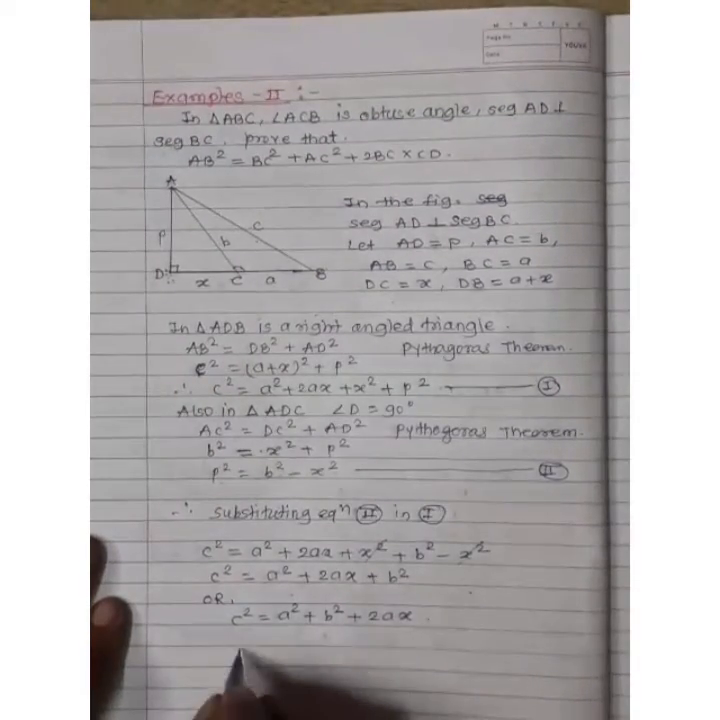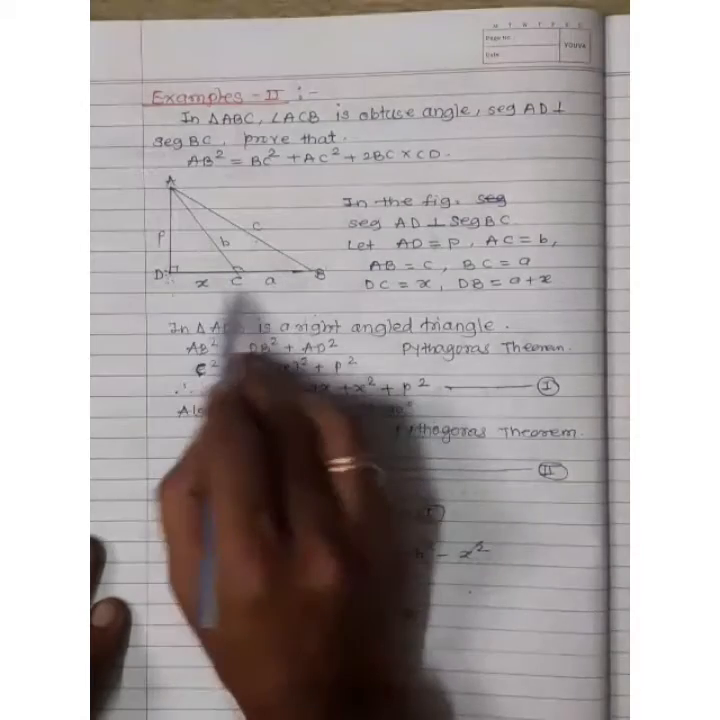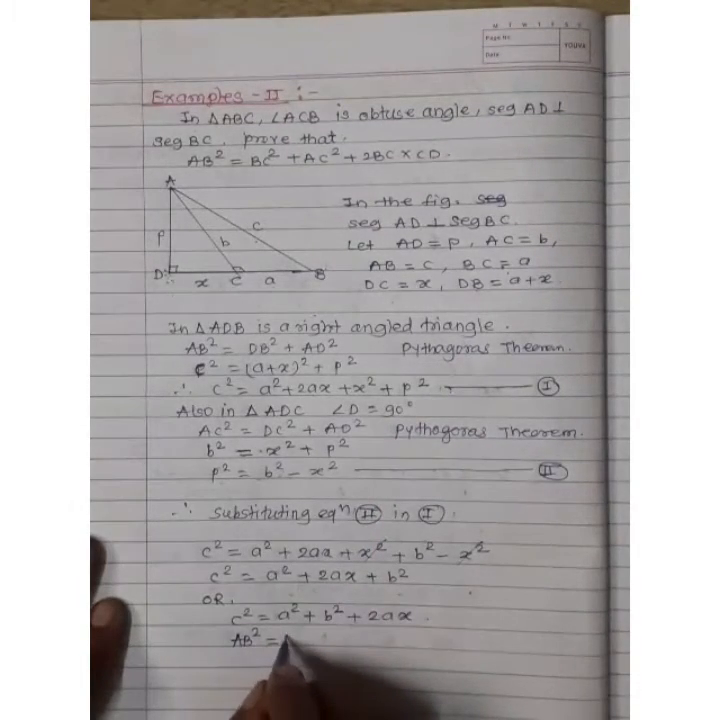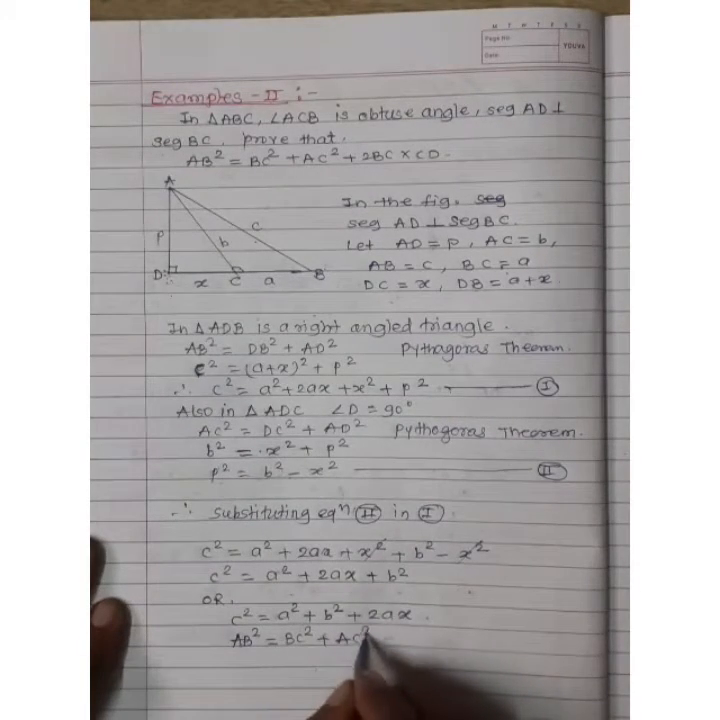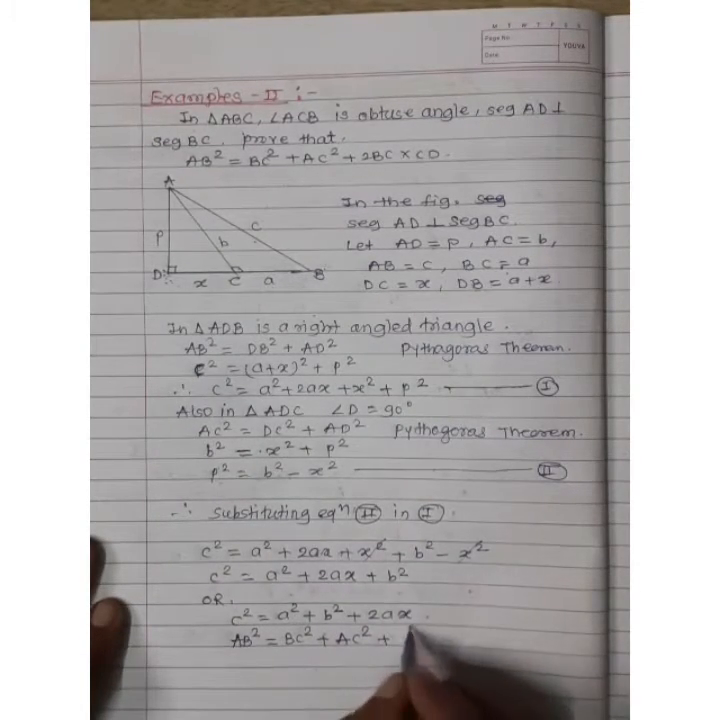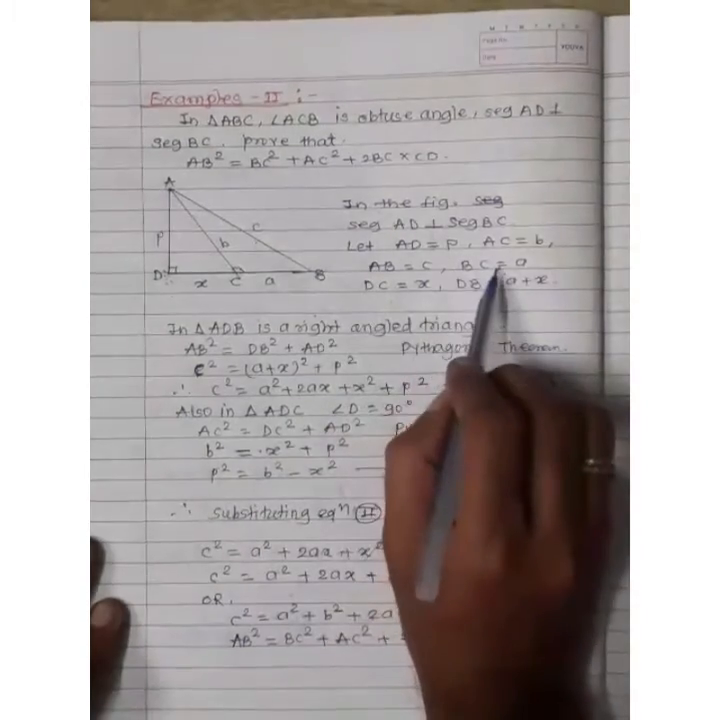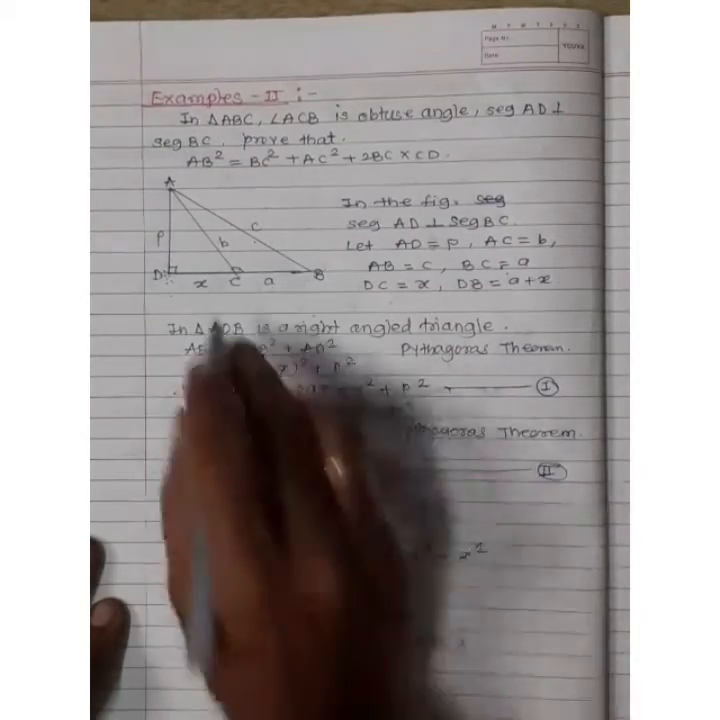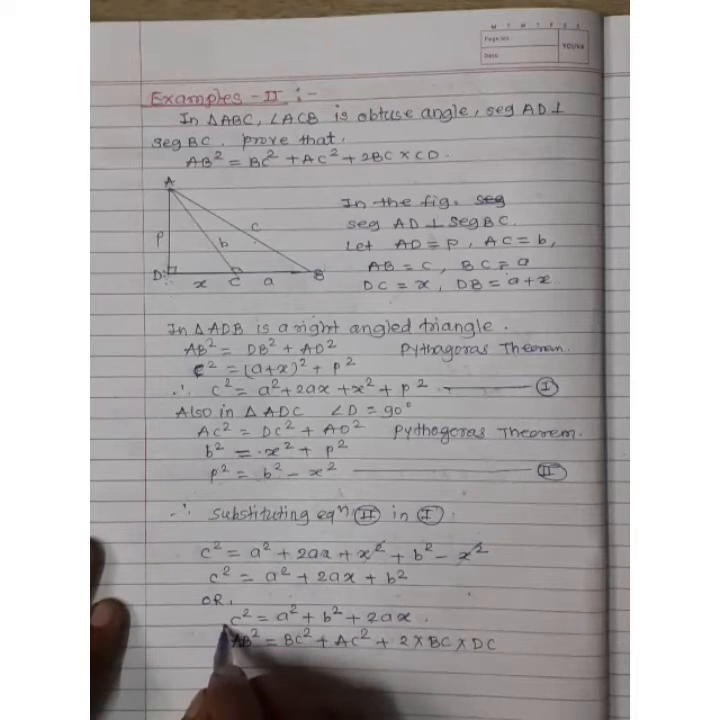AB square, where A means BC, is equal to BC square, plus B means AC square, plus 2 multiplied by BC into DC, where X means DC. This is the proof.